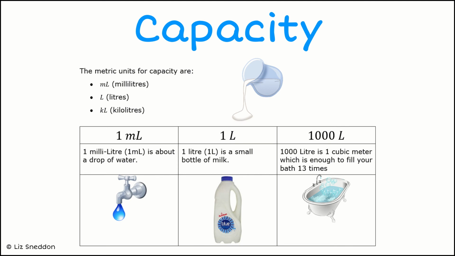So when I'm talking about capacity here, 1 millilitre is about the size of a drop of water. So when we talk about 1 mil, that's about how big it is. 1 litre, if you think about a small bottle of milk, a 1 litre bottle of milk, that's how much 1 litre holds. And 1,000 litres is enough to fill your bath 13 times approximately. So 1,000 litres is a lot. And when we think about filling our dams with water for Auckland, those dams hold gigalitres of water, so huge amounts of water.